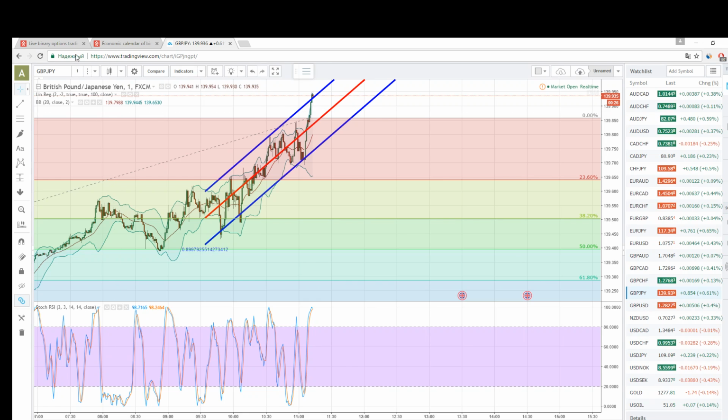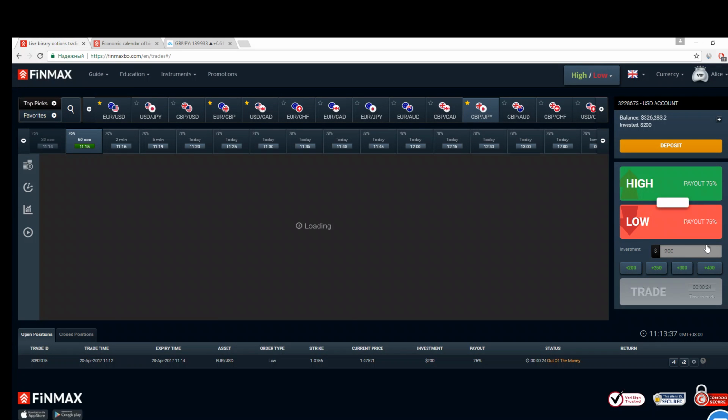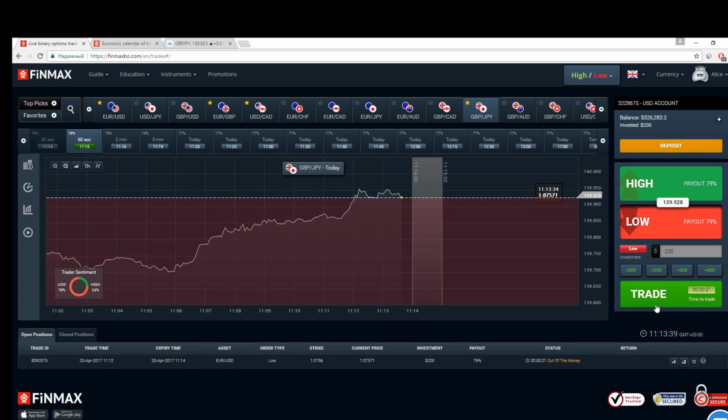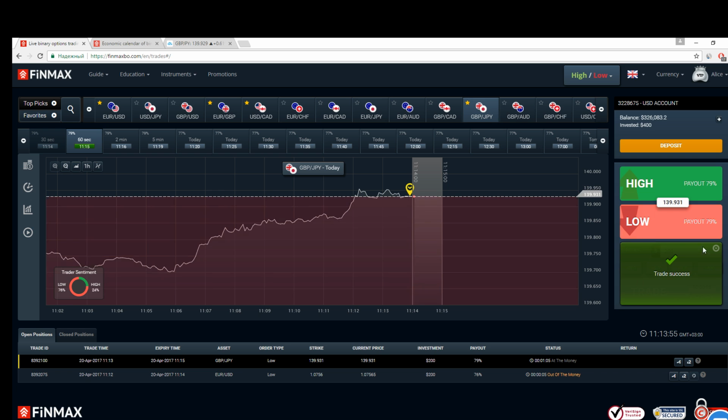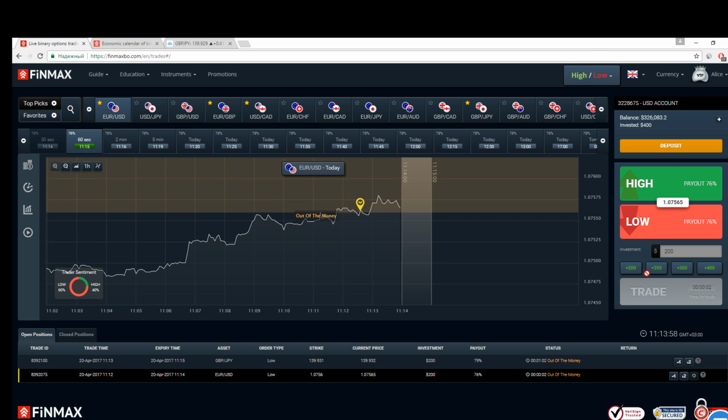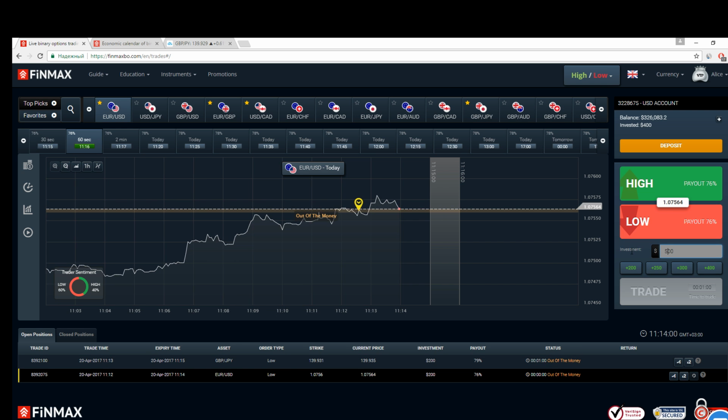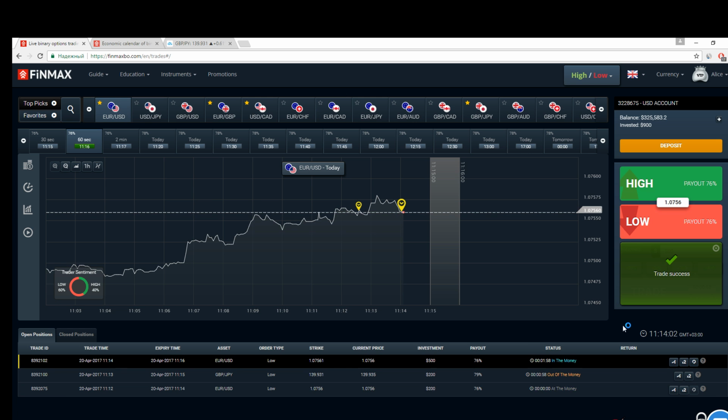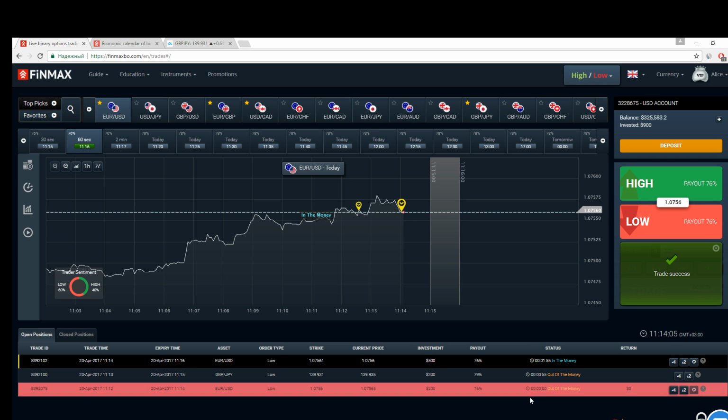Also British pound to Japanese yen. I will enter for low for 60 seconds. And entered the second trade.